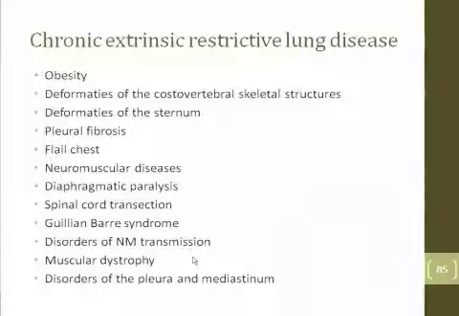And the extrinsic ones I'm not going to go into. I figured you've already read a lot about these. It's things like obesity, pleural fibrosis, flail chest, neuromuscular disease, diaphragmatic paralysis, Guillain-Barré. All these things we've already sort of gone through, and these are chronic extrinsic restrictive diseases.